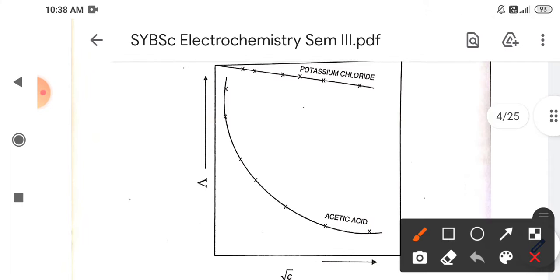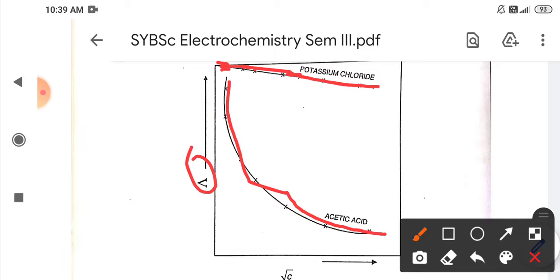This is the observation that we obtain if we plot the graph of lambda m versus under root of c. Here we can see that for the strong electrolyte it shows linear behavior, but for the weak electrolyte like acetic acid we cannot get linear behavior. If you want to find the molar conductance at infinite dilution, simply extrapolate this graph and you can get the molar conductance at infinite dilution.